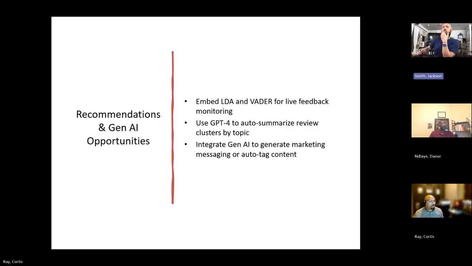So the recommendations: embed LDA and Vader for live feedback monitoring, use GPT-4 to auto-summarize review clusters by topic, and integrate generative AI to generate marketing messaging or auto-tag content. Additionally, GPT-4 can be used to view the screenings of the movies, series, or episodes as they're being developed, and do it iteratively and programmatically, ultimately having a GPT evaluation of a model before putting it out onto a streaming platform or a viewing platform.